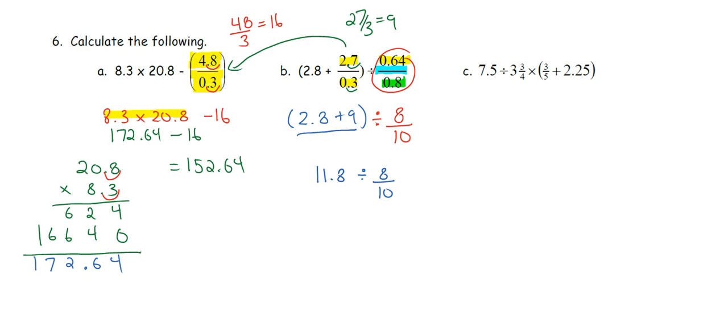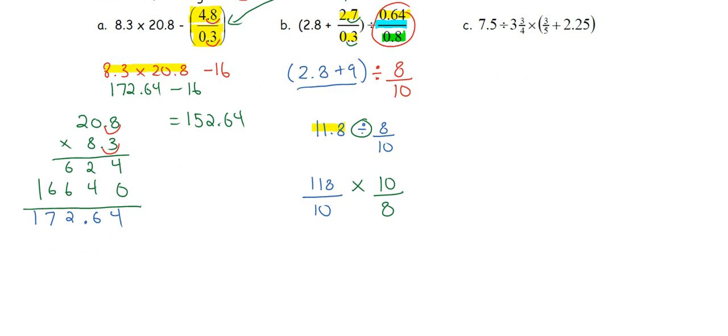And then from here on, I would recommend changing this into a fraction. So that's the same thing as 118 divided by 10. And then I'm going to take this division statement, change that to a multiplication sign, and take the reciprocal here, which is 10 divided by 8. And then I can do some simplification here. I noticed that the 10s will just go away as 1 and 1. So this is the same thing as 118 divided by 8.